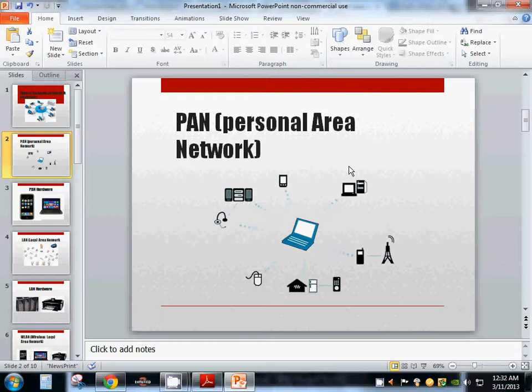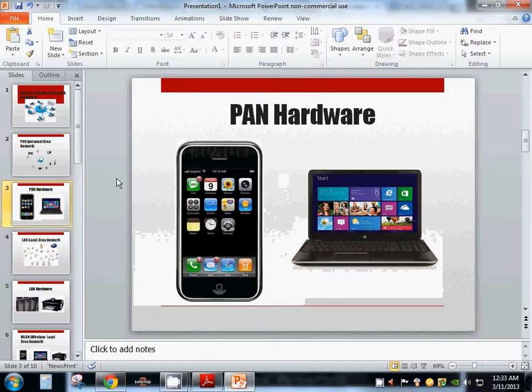The reach of a WPAN, wireless personal area network, varies from a few centimeters to a few meters. A PAN may also be carried over wired computer buses such as USB and FireWire. So next we have some different PAN hardware. Like I said, it's a very small, close network carried over a couple meters, and different laptops and different phones will do this today.